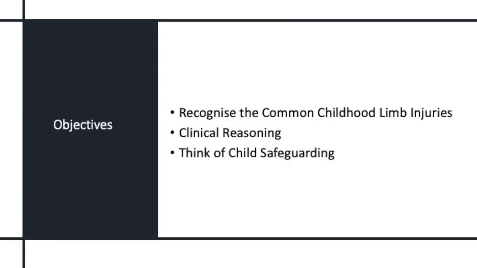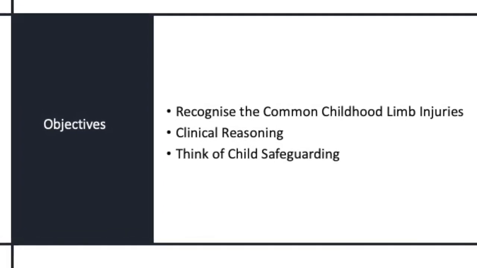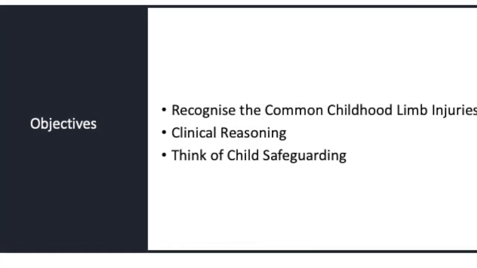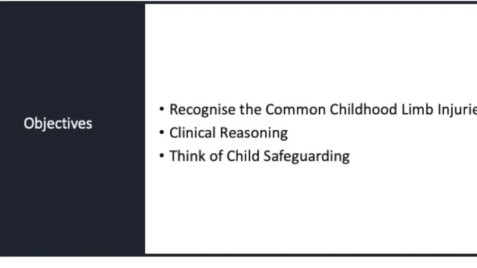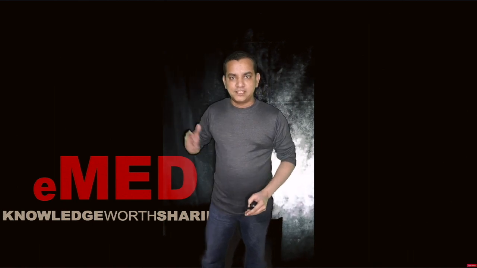The objectives here would be to explain to you how to recognize the common childhood limb injuries, clinically reason out how we are going to manage these patients and why we are doing what we are doing, and always think of child safeguarding issues. Let's begin the talk with the first scenario of the day.